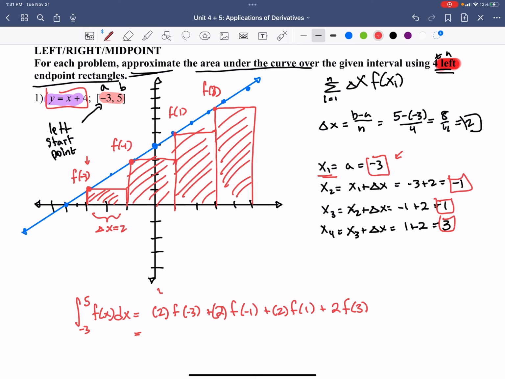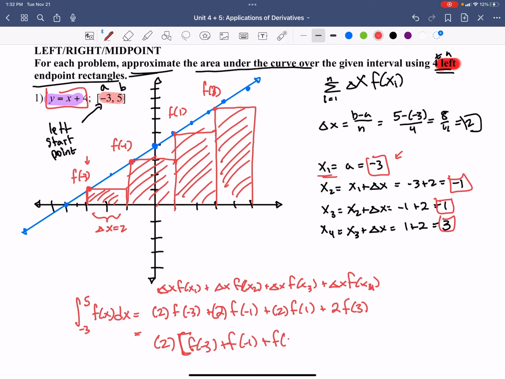Notice how all of these 2's factor out. This is technically delta x times f of x sub 1, plus delta x times f of x sub 2, plus delta x times f of x sub 3. The notation is weird, but this is how it happens, right? This is 4, right? Notice how they all share a delta x, or a 2. So I'm going to factor out my 2, and it's going to be 2 times f of -3 plus f of -1 plus f of 1 plus f of 3, right?